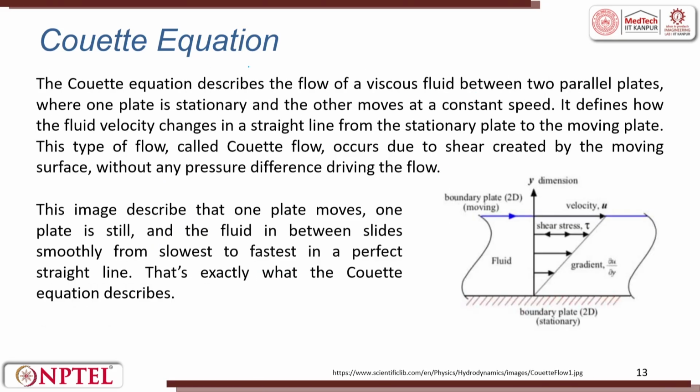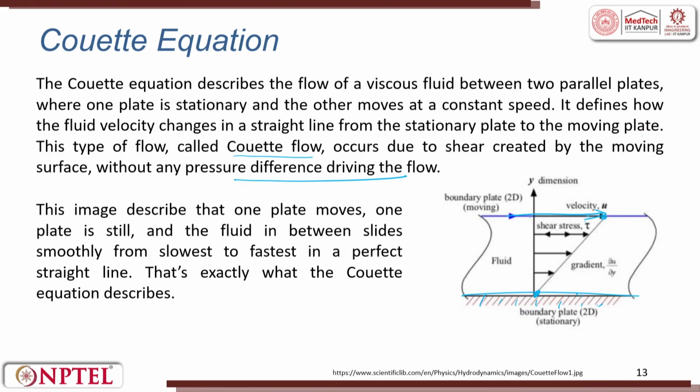The Couette equation describes the flow of a viscous fluid between two parallel plates. When one plate is stationary and the other plate is moving at a constant speed, it defines how the fluid flow changes in a straight line from the stationary to the moving plate. This type of fluid flow is called Couette flow, which occurs due to shear created by the moving surface without any pressure difference driving the flow.